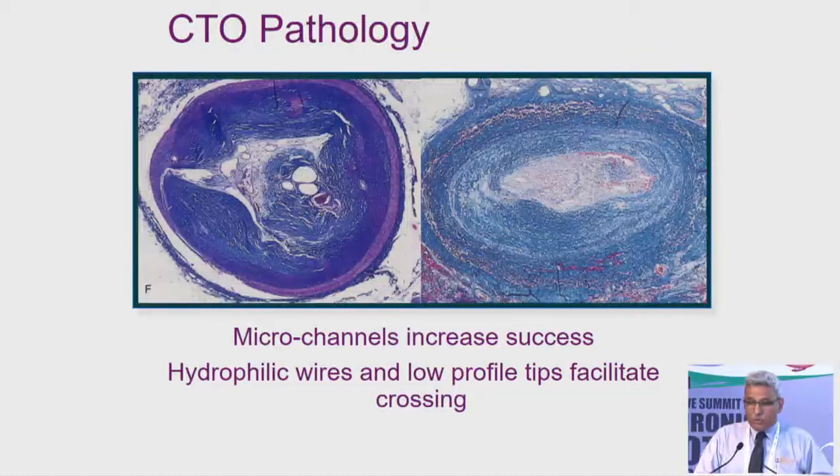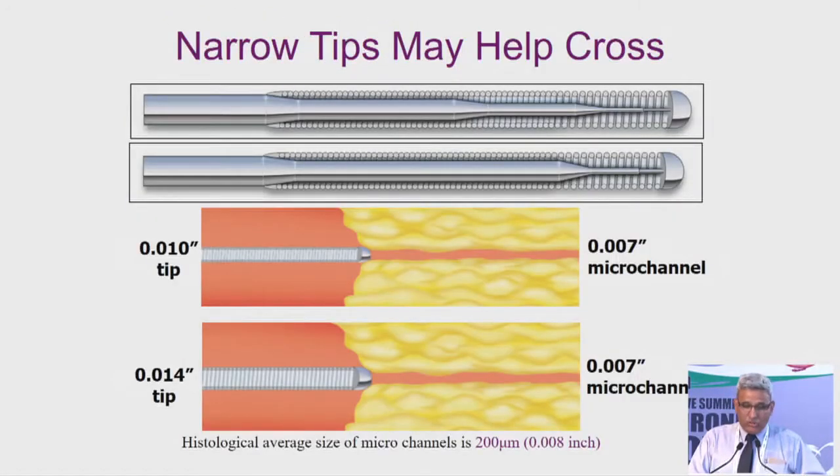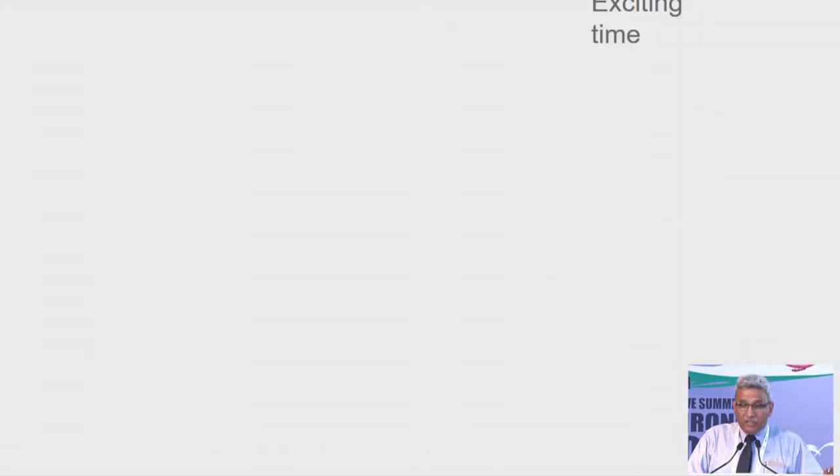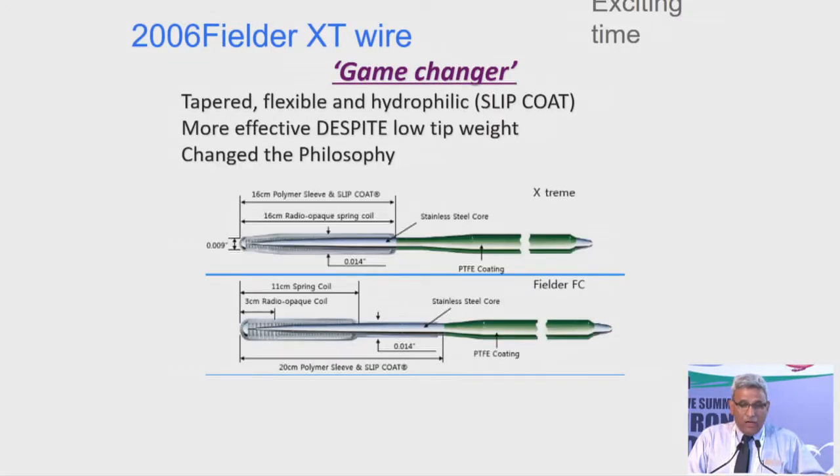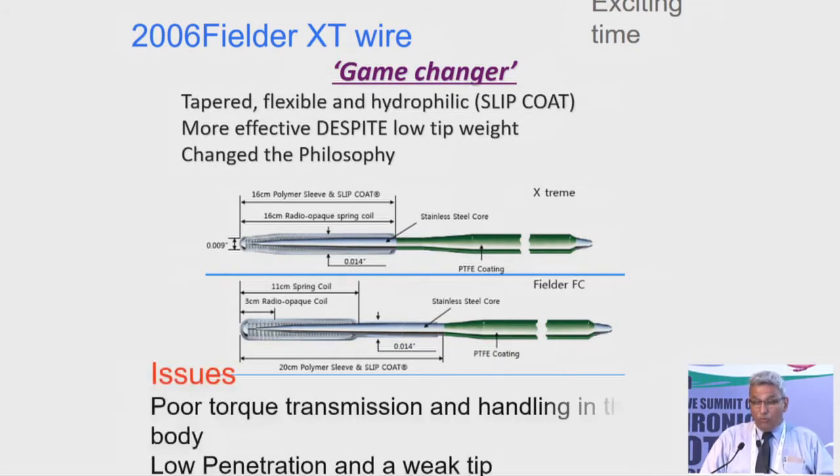It is still sub judice what these microchannels are, but we also realized that to enter these microchannels, we need small tips. And so these small tips not only help us enter the microchannels, they also help us by increasing the tip load, because the penetration force then increases. And all this changed with the presence of the Fielder XT, which was a tapered, flexible, hydrophilic wire with a slip coat, which was very effective despite the low tip weight.